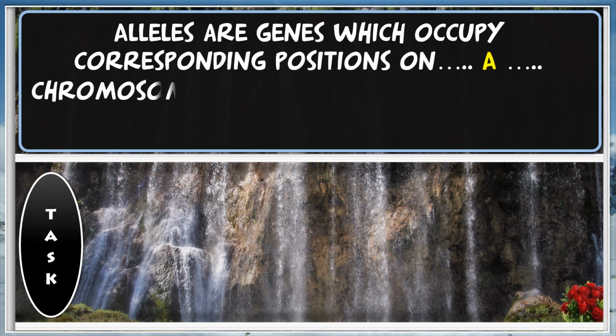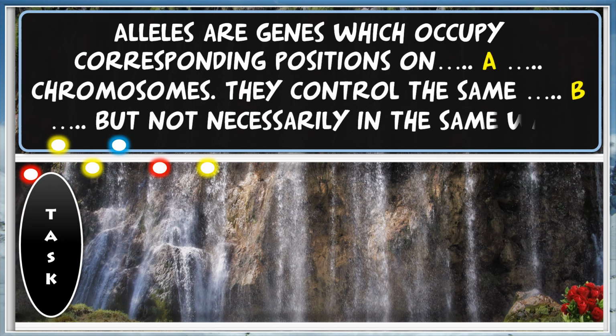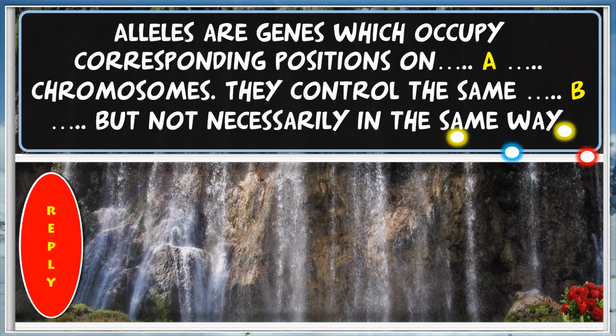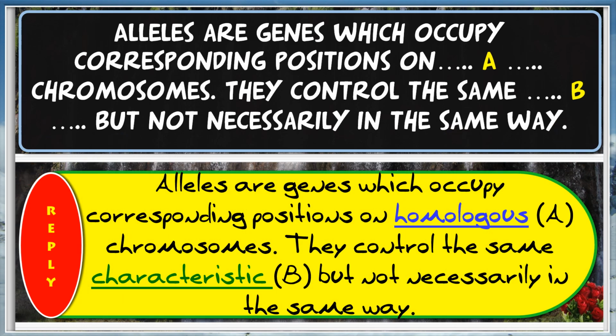Alleles are genes which occupy corresponding positions on homologous chromosomes. They control the same characteristic, but not necessarily in the same way.